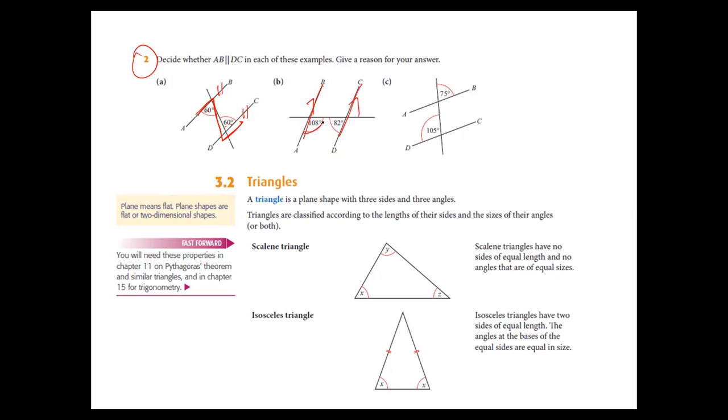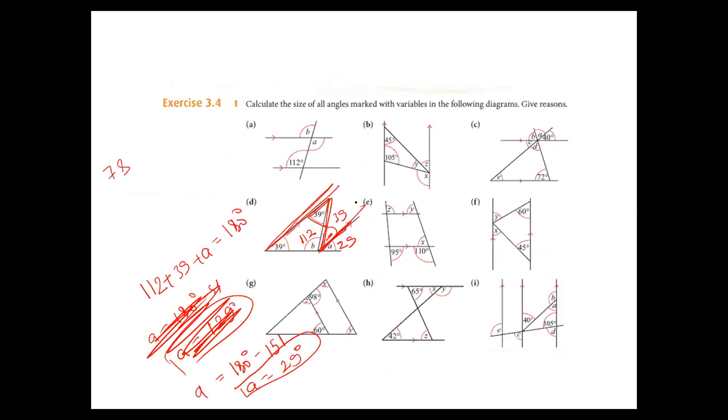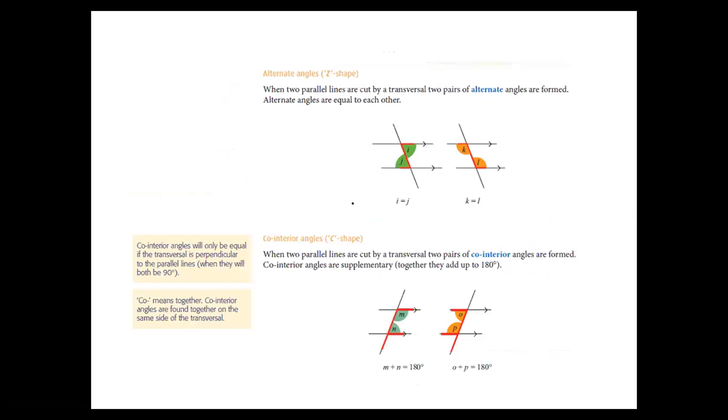That's why these two angles must add up to 180. That's why 108 plus 82 is equal to 180. Let me show you. Yes, they are co-interior angles. When two parallel lines are cut by a transversal, two pairs of co-interior angles are formed. Co-interior angles are supplementary together, adding up to 180.